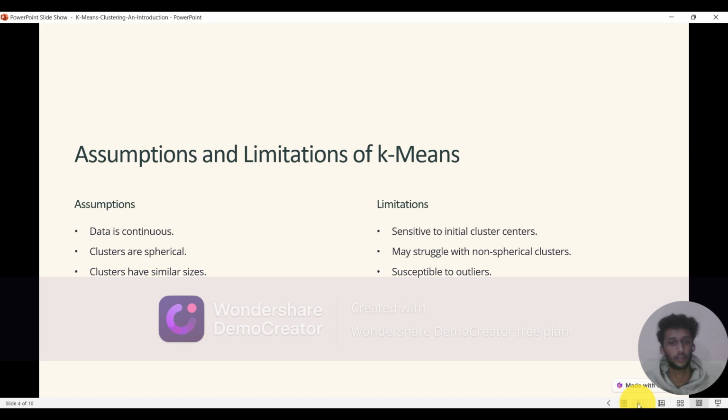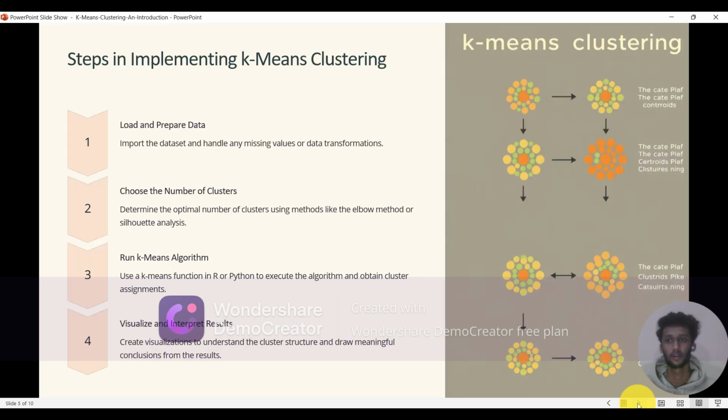Assumptions and limitations of K-means. Assumptions are that data is continuous, clusters are spherical, and clusters have similar sizes. Limitations are that it is sensitive to initial cluster centers, may struggle with non-spherical clusters, and is susceptible to outliers.